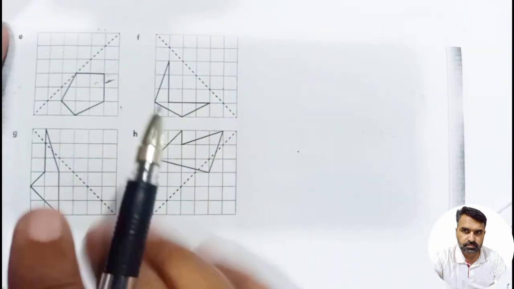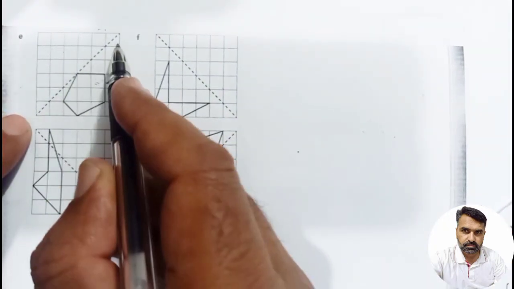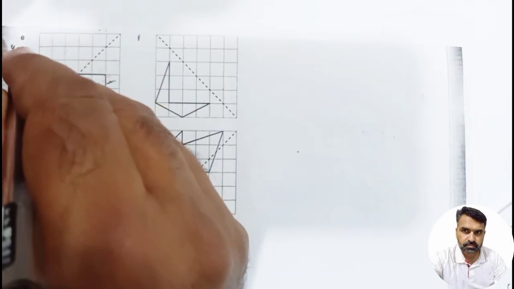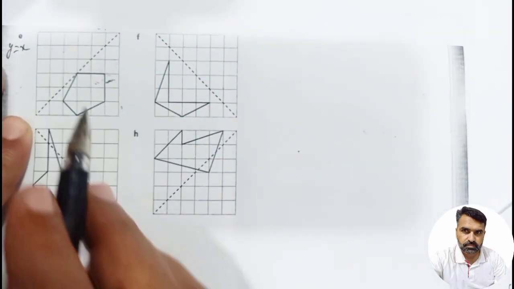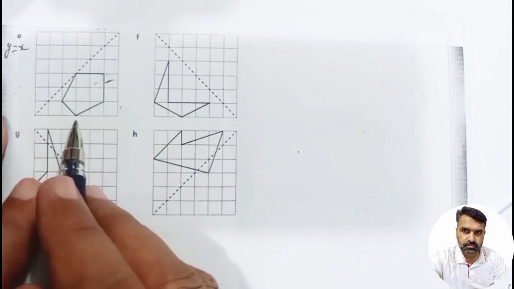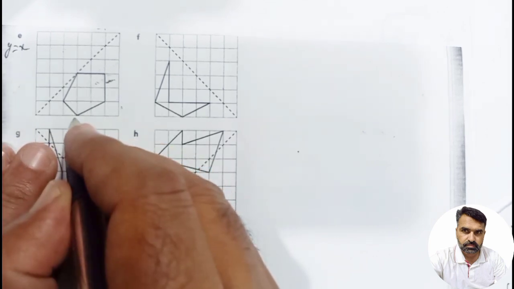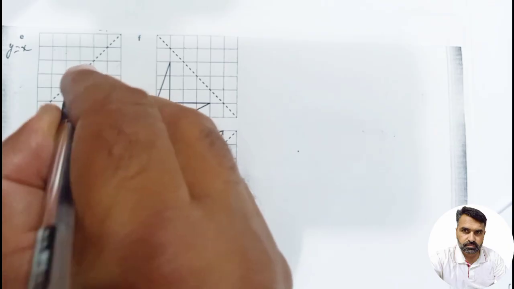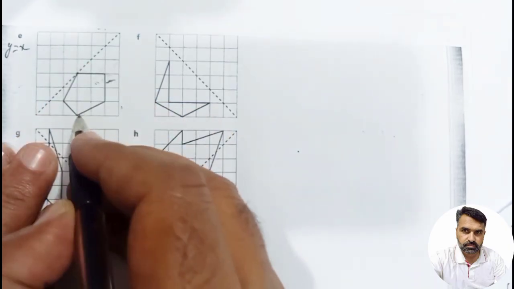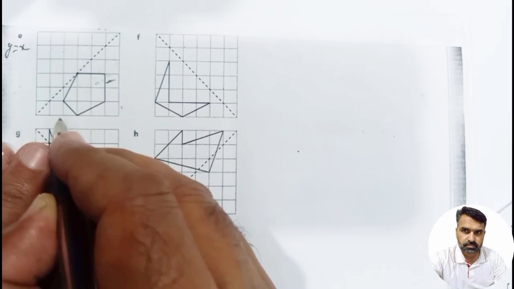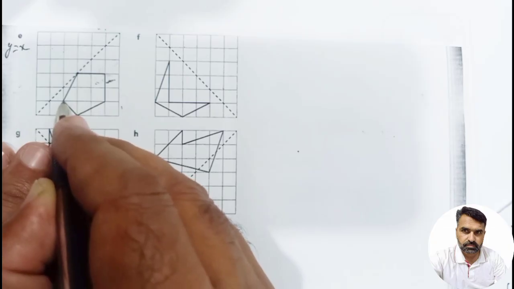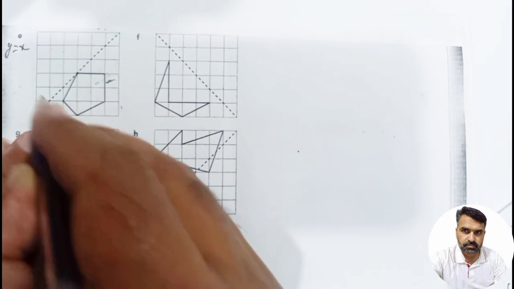Now students, we will solve E part, and according to E part, the line is moving from left to right upward, so the equation is y is equal to x, and we will just change the coordinates, not sign. So students, look at the coordinates. This point is invariant, so it will not be changed. Now look at the coordinate of this point, 2 and 1, and 2 and 1 will be changed into 1 and 2, so this is 1 and 2.